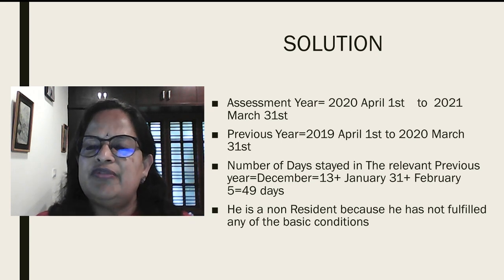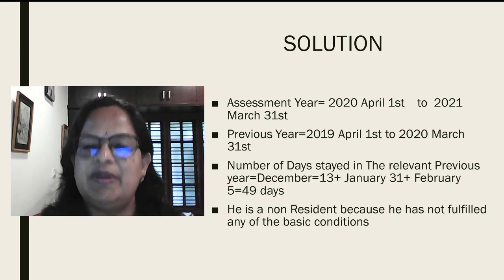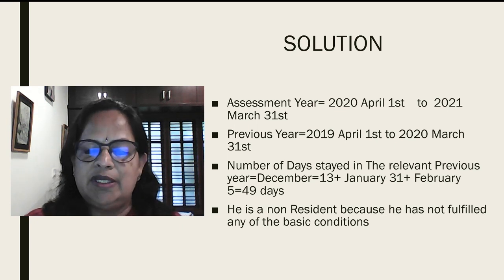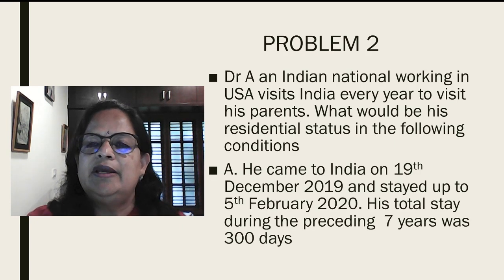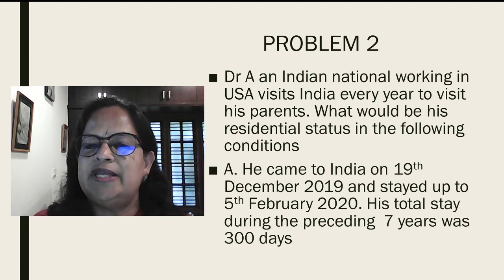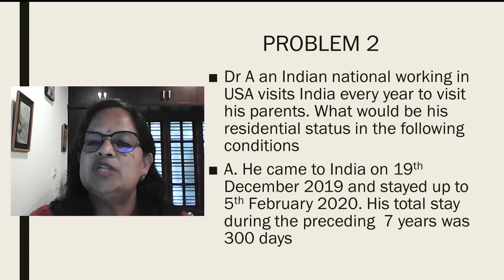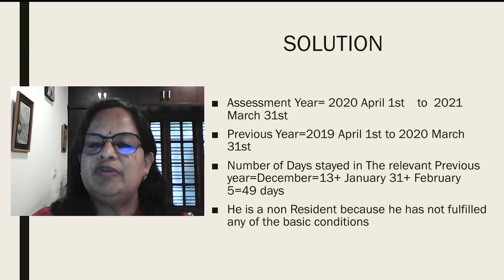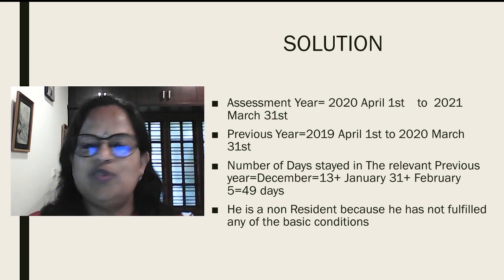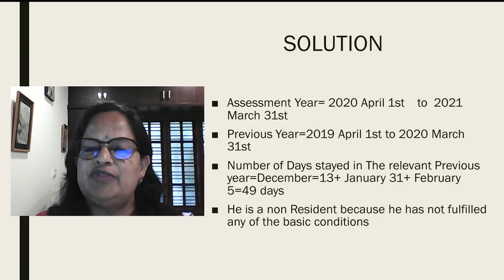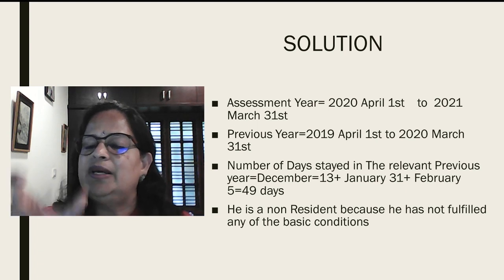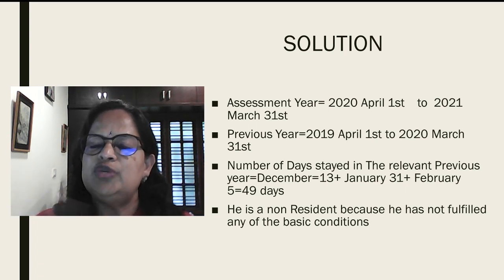Now, the number of days he stayed in the relevant previous year. The question says he came to India on 19th December 2019, which is in your previous year, and stayed up to 5th February. So December 19th to 5th February is the number of days we have to calculate. December is in between the month, so you have to use the fingers.